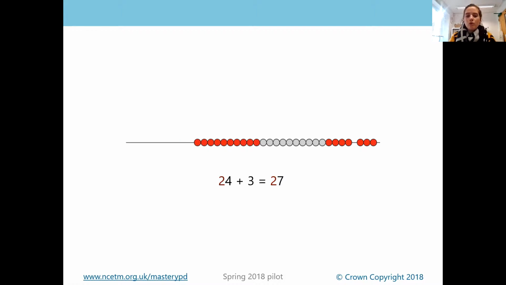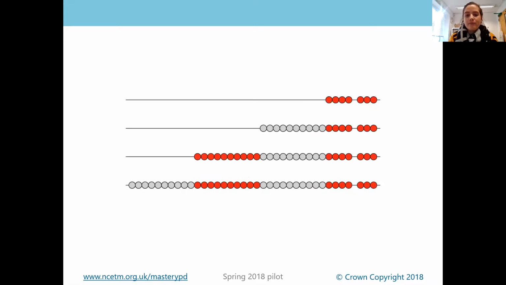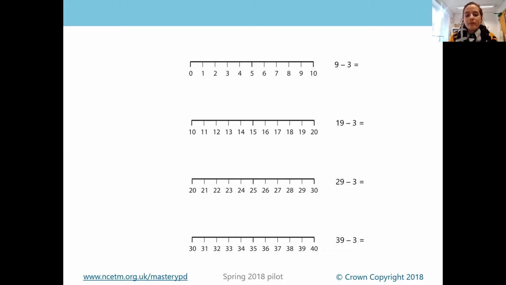What have we done? Oh, the tens column has changed again. Now we've got 24 add 3 is the same as 27. And it's changed again. 34 add 3 is the same as 37. Now I think I'm going to whiz past that one. So let's go back to look at a couple of these now.